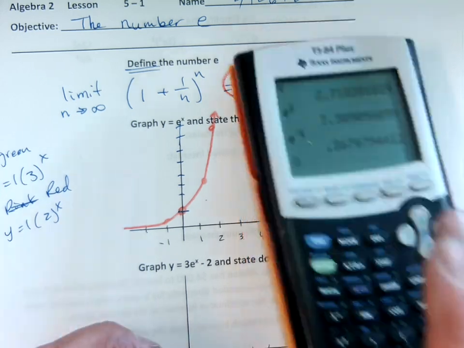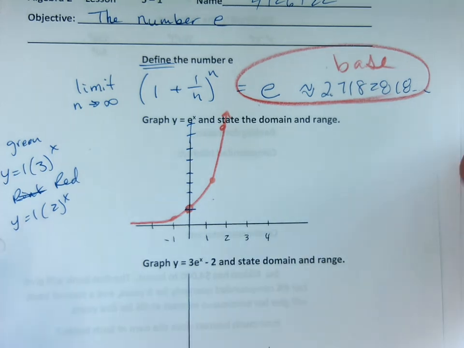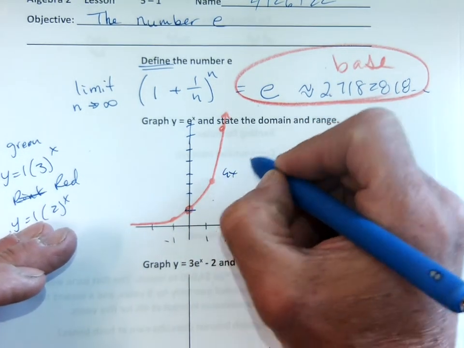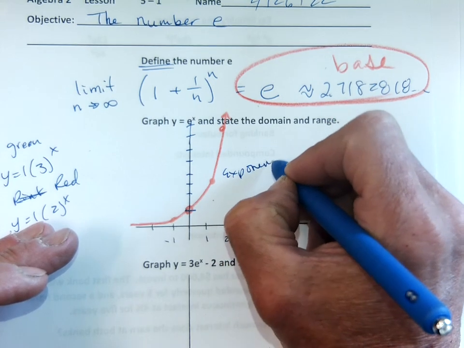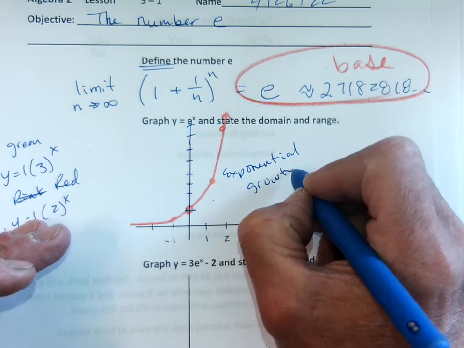So that's what the graph looks like, and it's exponential growth, right? This is definitely exponential growth. I mean, it's growing like crazy. It's growing fast.